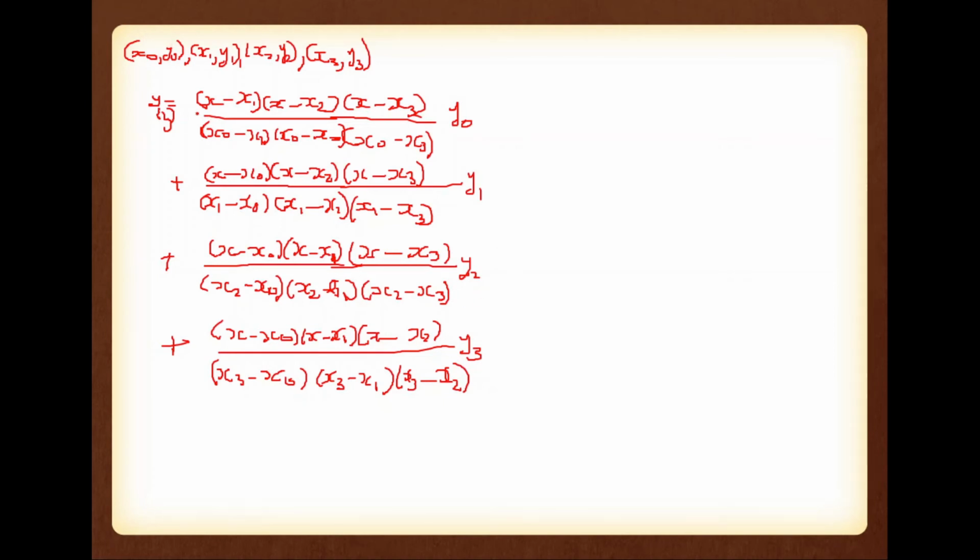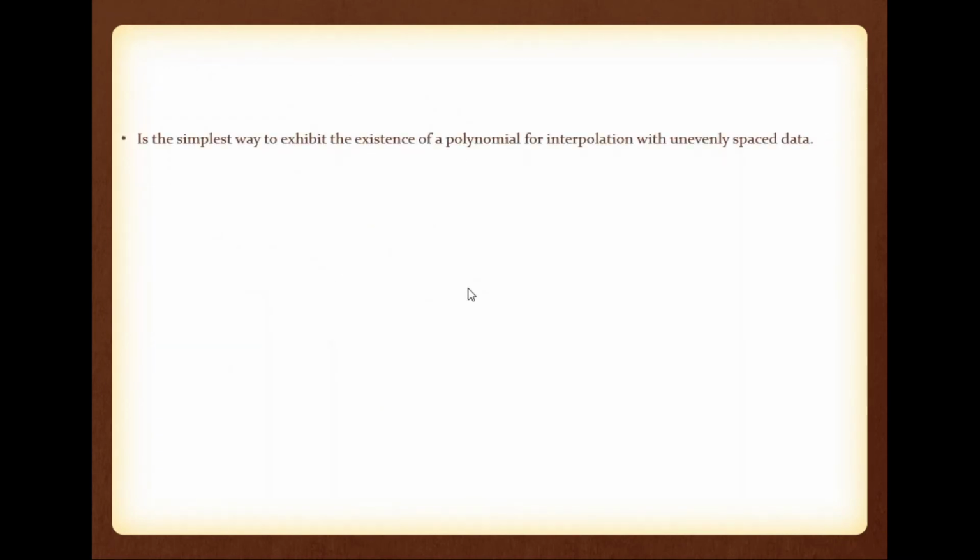Then each element has a numerator and denominator with 3 parts, that is x1, x2, x3 in the first part, where x0 is missing, meaning corresponding to y0, x0 is the x value that is missing in the first one. In the second one x1 is missing, in the third one x2 is missing, and in the last, fourth element, x3 is missing in the numerator. Is it okay? Okay.